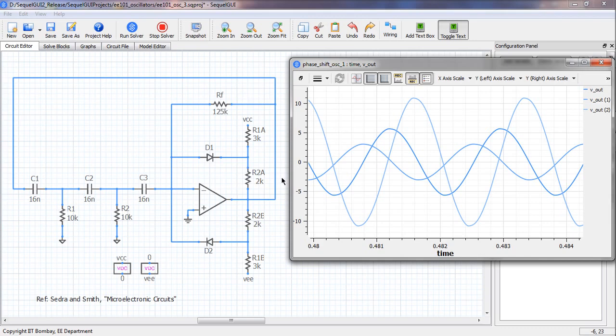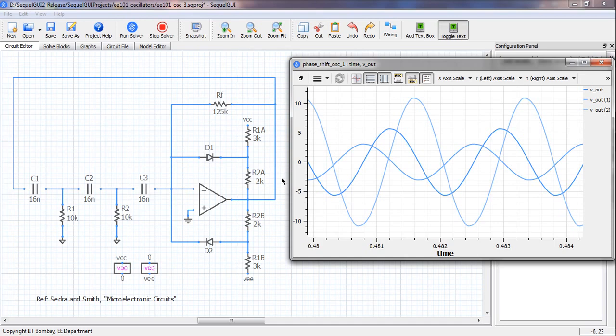Let us now look at the simulation results for the phase shift oscillator. The component values here, R and C and RF, are the same as what we had in the last slide. So the frequency of oscillation is expected to be the same, namely 574 Hertz, and that corresponds to a time period of 1.74 milliseconds, if you recall.